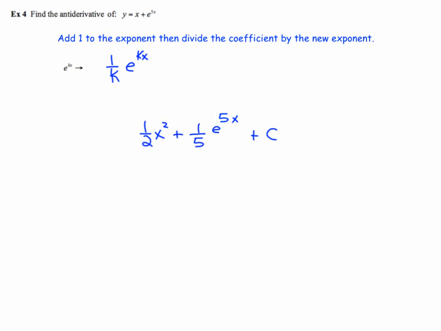So I've completed my antiderivative: for x it is 1/2 x squared. The antiderivative of e to the 5x, by following the formula, I get 1/5 e to the 5x plus c, which is the constant at the end.